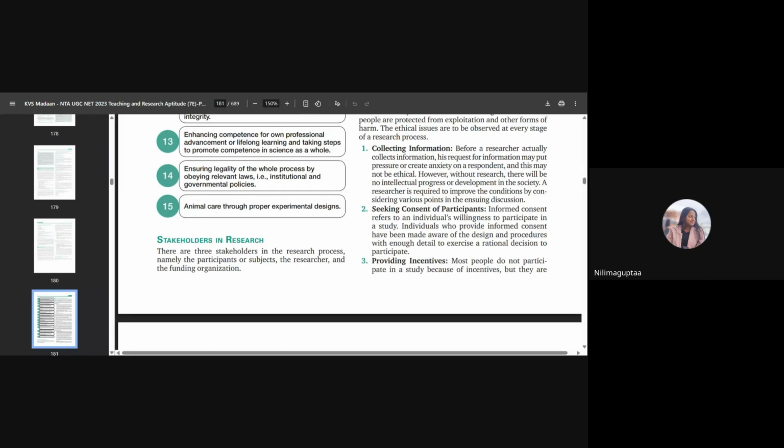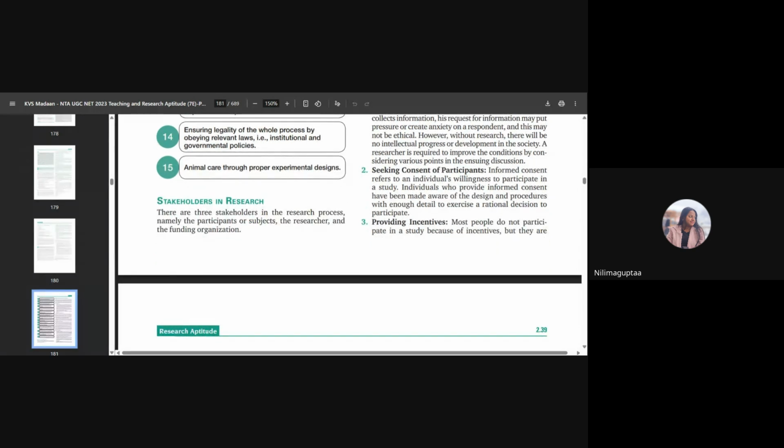However, as I told you, without research there will be no intellectual progress, so a lot of mutual understanding is needed. The best way of conducting research or collecting data is to first build a relationship with those people. Once they are okay with it, only then will they share information with you. Then seeking consent of the participants. Informed consent refers to an individual's willingness to participate. Individuals who provide informed consent have been made aware of the design and procedures, with enough data to make a rational decision to participate.